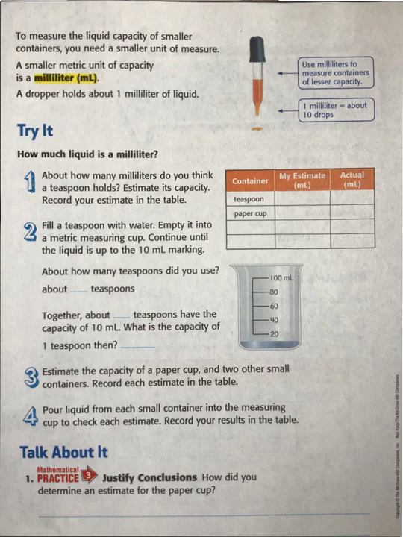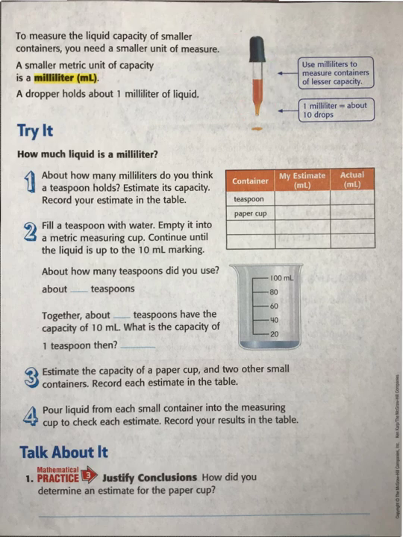Okay, turn to page 634 with me, and let's look at the top of the page. Right over here. Now, to measure liquid capacity of smaller containers, we need to use a smaller unit of measure. A smaller metric unit of capacity. Now remember, I said capacity is just how much space or how much volume it takes up in the container. A smaller metric unit of capacity is a milliliter. So a dropper holds about 1 milliliter of liquid.